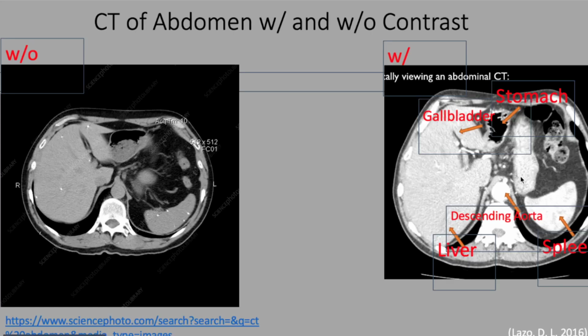So let's move forward. We have a CT of the abdomen here. Again, our little cheat lets us know that the one on the right has contrast in it. As you can see, the aorta is standing out against the flesh around it, and it's a very bright white. So as you can see, I have labeled the stomach on the top, gallbladder below the liver, as well as the spleen. So let's keep moving forward.